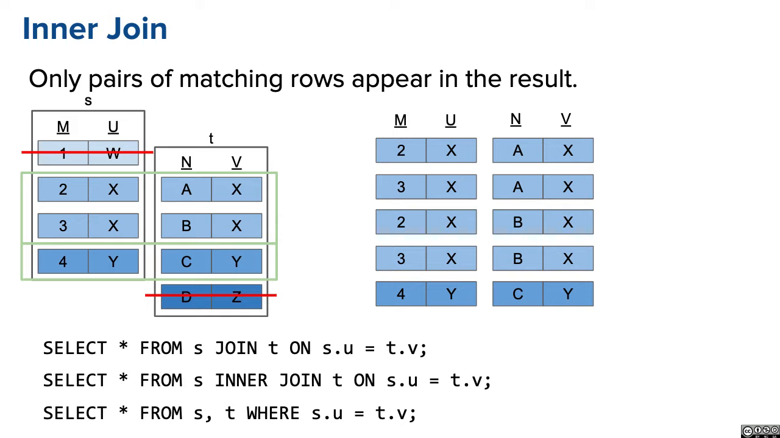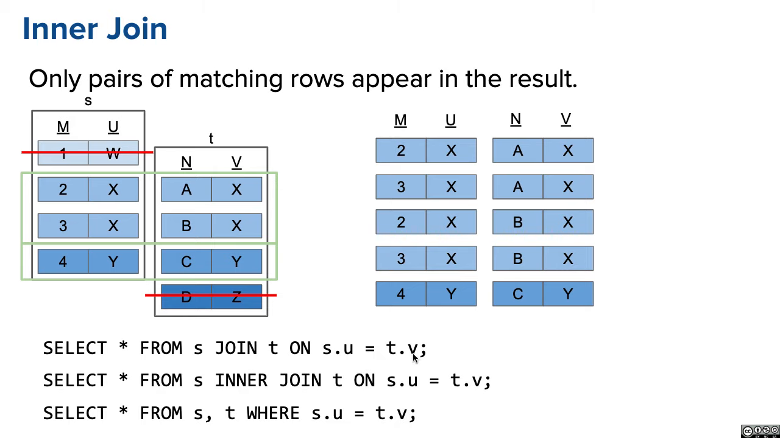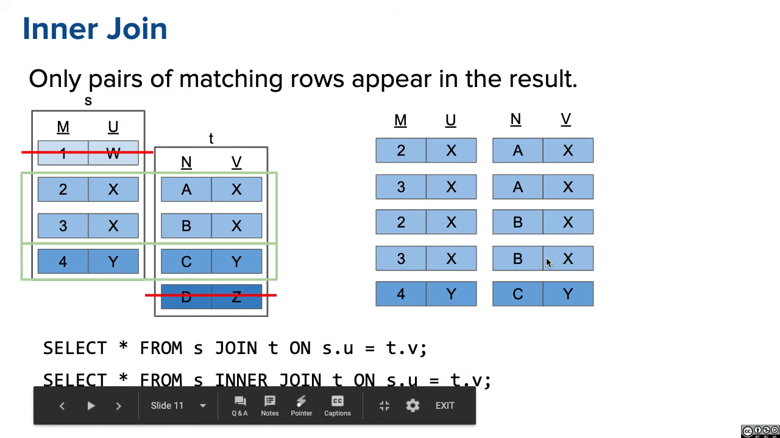We have pd.merge S, T on the U or V column, right? So we'll do left_on equals U, right_on equals V if we're using pandas. And in SQL, what we'll do instead is write SELECT FROM S JOIN T on s.u equals t.v. And this syntax says, do a cross join, but only keep the rows where the u column of s matches the v column of t. And you'll see here that the resulting table has 5 rows.